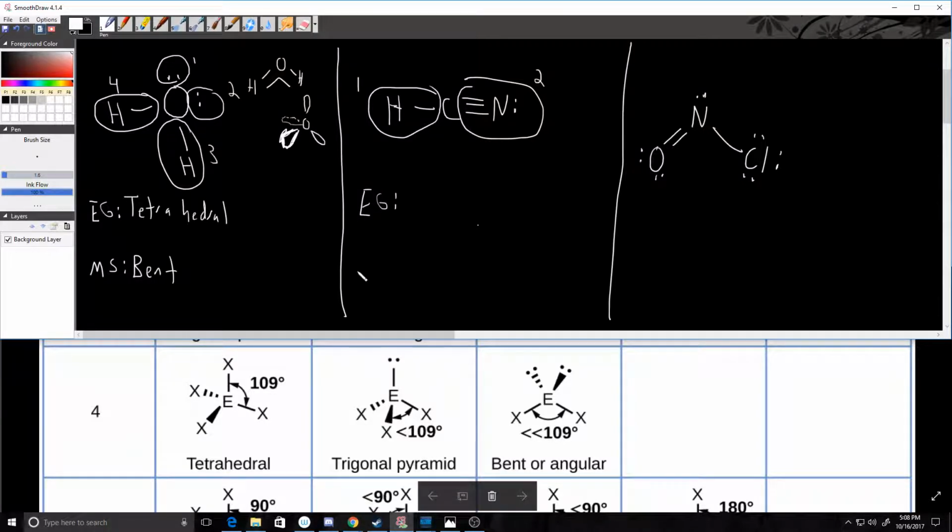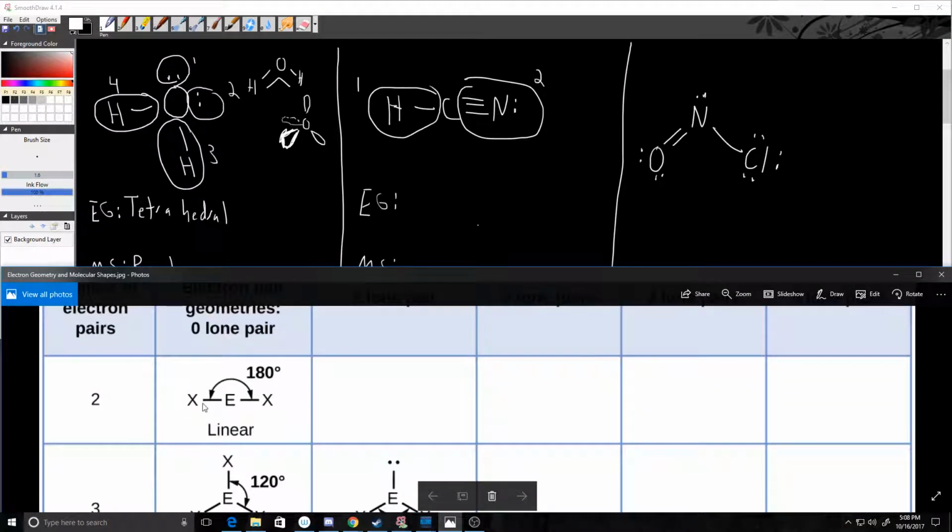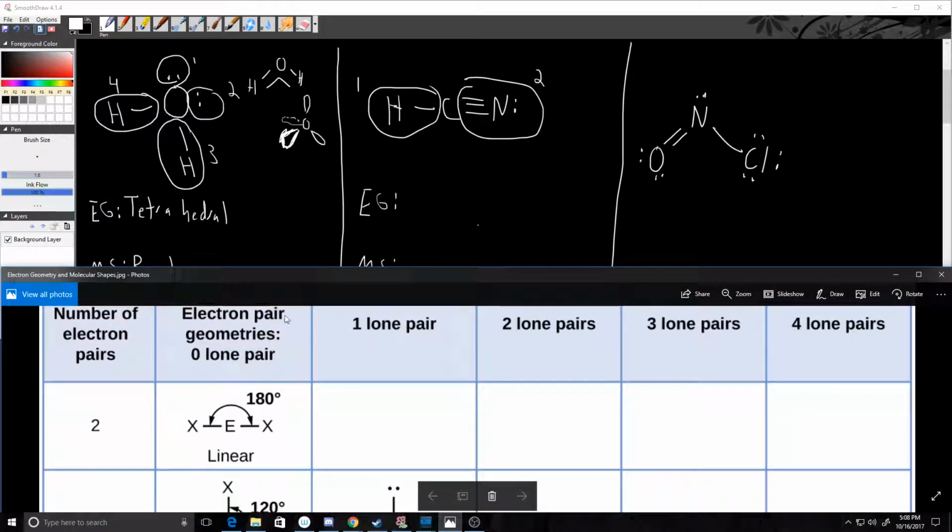So we've got electron geometry and molecular shape. For electron geometry, we said 2 electron groups here. Starting off with 2, my geometry is going to be linear.